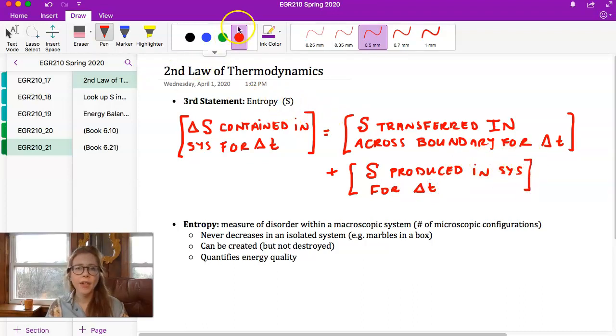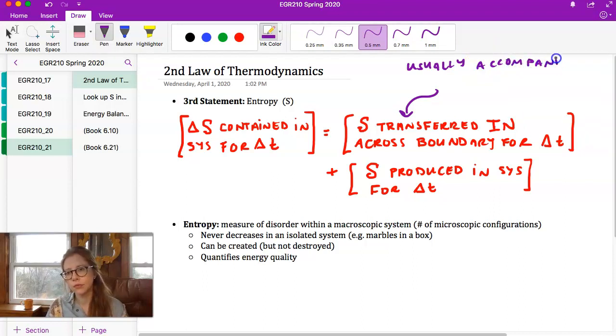Now, the entropy that's transferred into the system across the boundary usually accompanies Q. When we're dealing with control volumes, so mass flow rates, then this also accompanies matter.